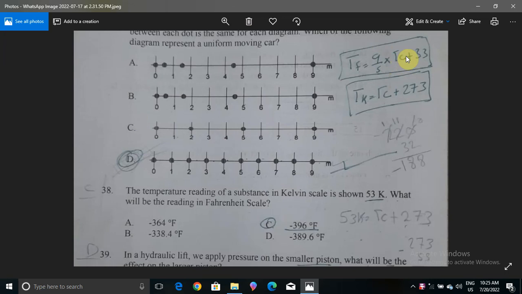After finding the temperature in Celsius, you put it in place of TC here to get TF, which is the Fahrenheit temperature. So the correct answer for question number 38 at the end will be negative 396 degrees Fahrenheit.